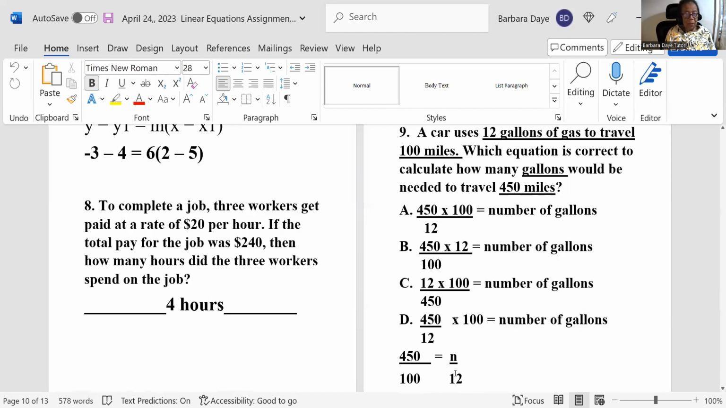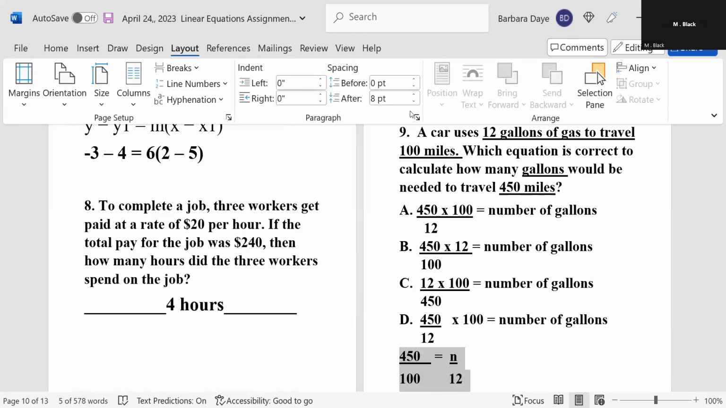When you cross multiply, what do you get here? 12 times 450. That multiplied by 12 gives you 5400. Divide by 100. You just have to do a setup. So this is 450 times 12 divided by 100. So what answer is that? Your answer is exactly 54.